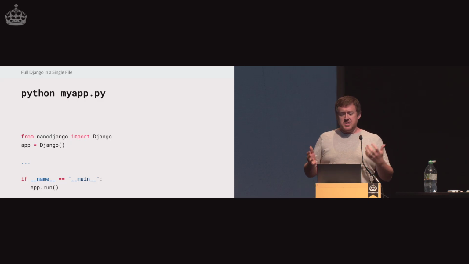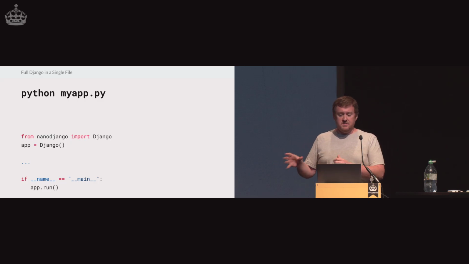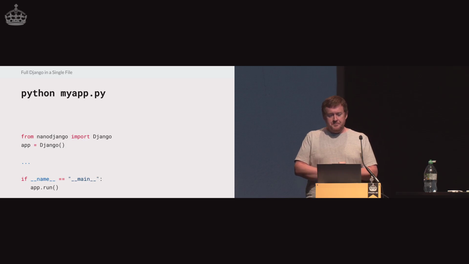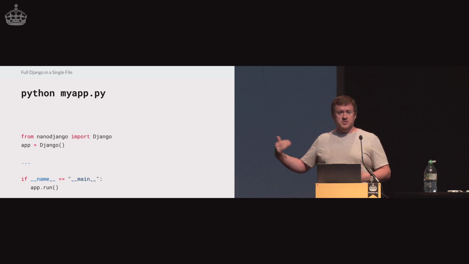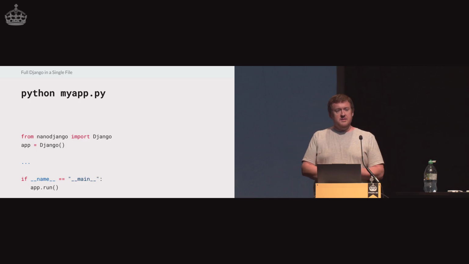As you saw earlier, the nanodjango run command does this bit for you with some extra bits like migrations, but I'll show you this so you can see how it works. So let's run it from our code at the bottom of our script. If this script is being run directly, if __name__ is __main__, then let's call app.run.